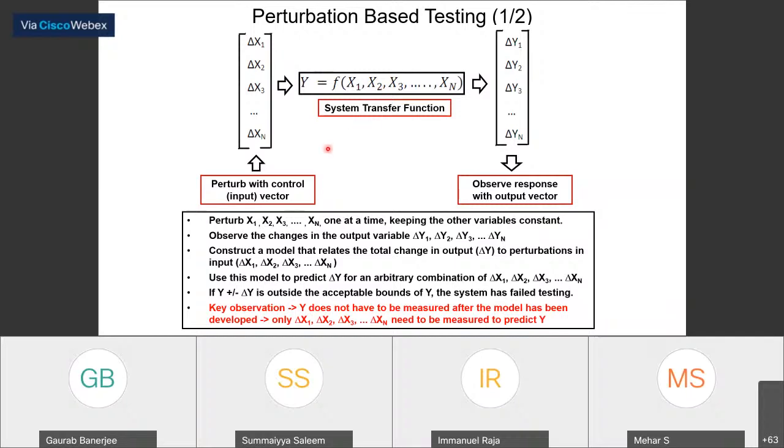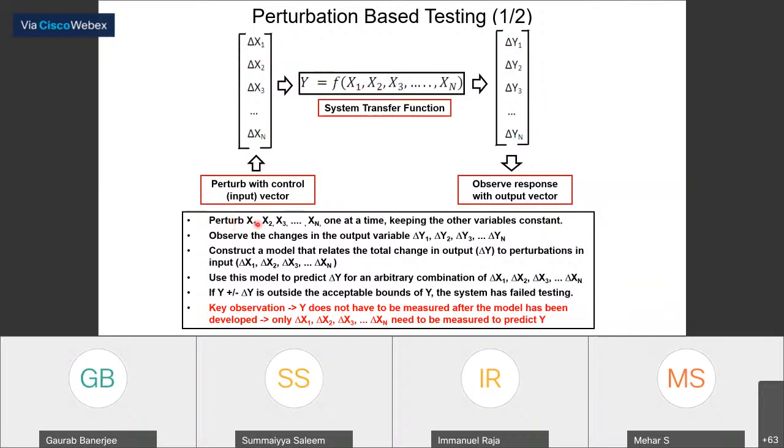So let's say you have many variables, X1, X2, X3. These could be gains or DC bias points. And you perturb them one at a time. By perturbation, I mean that the change will be very small. It has to be reasonably small. How small? We'll talk about it in a second.